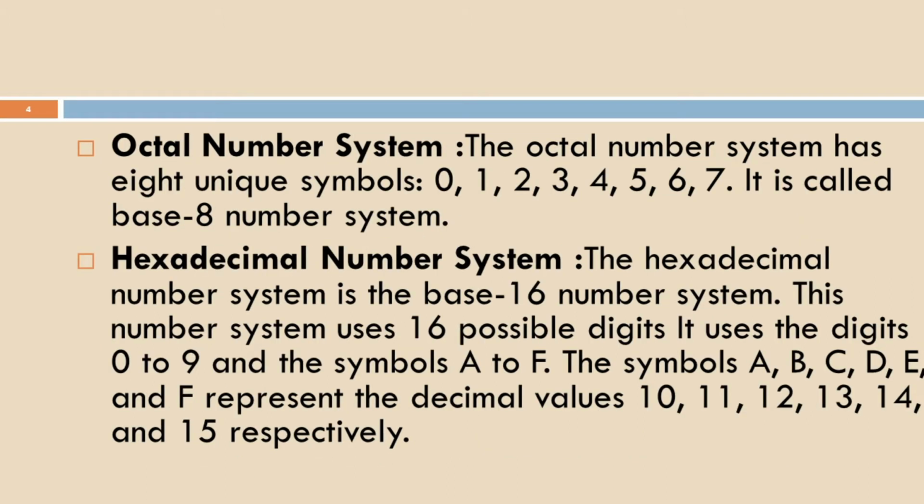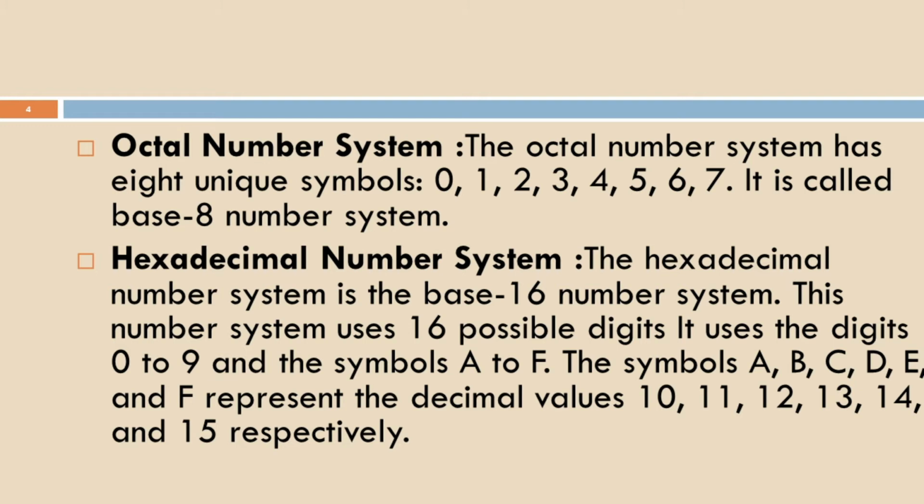The third one is known as the octal number system. The octal number system has 8 unique digits or symbols, from 0 to 7. It is called the base 8 number system because it has 8 numbers.